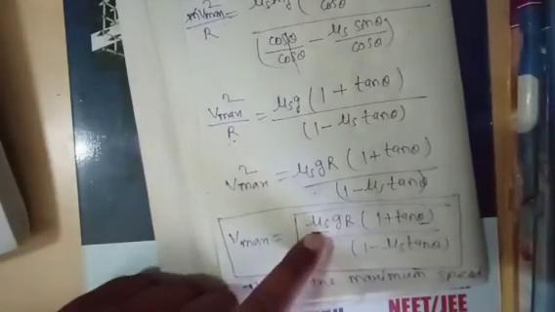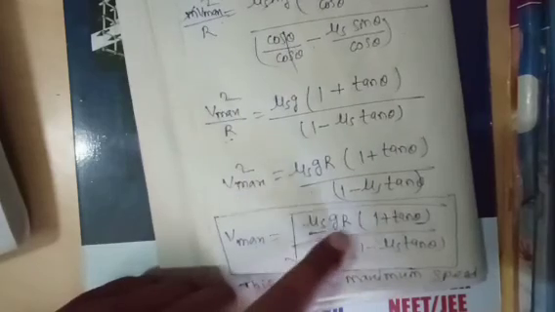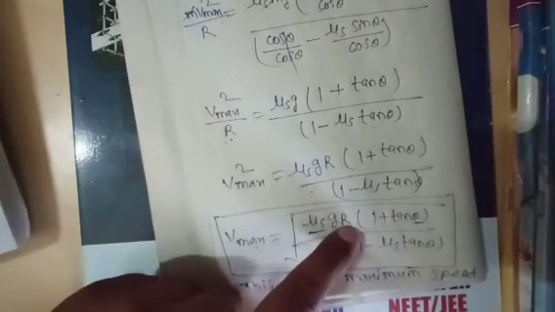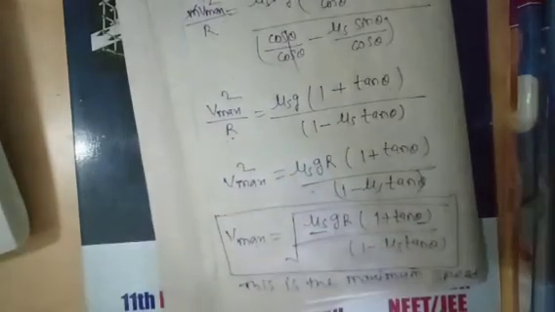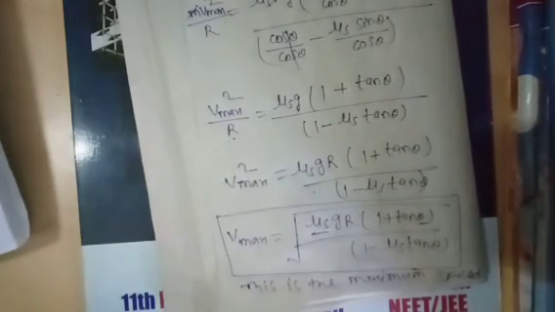Here mu s is the coefficient of static friction, g is the acceleration due to gravity, r is the radius of the circular path, theta is the banking angle. This is the maximum velocity when the vehicle travels on a banked road. Now today we have stopped here.